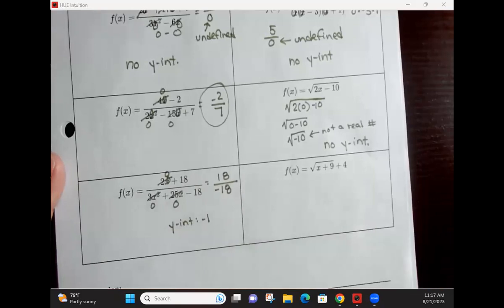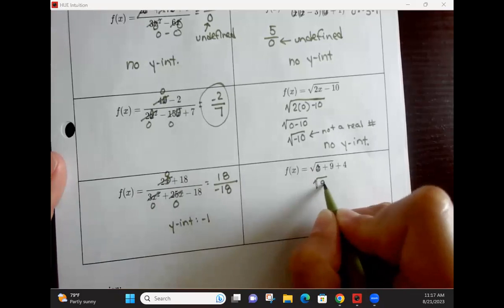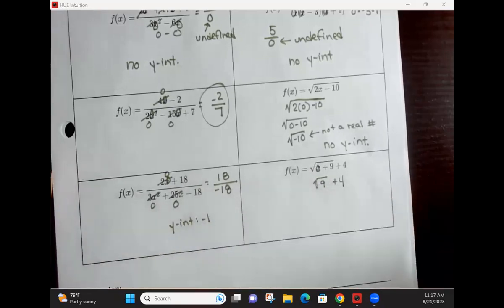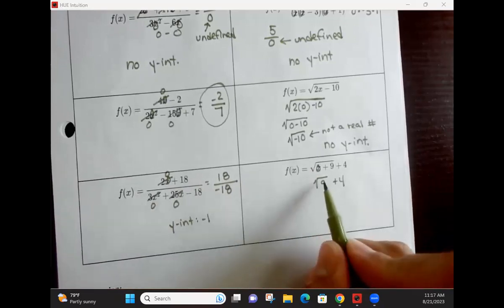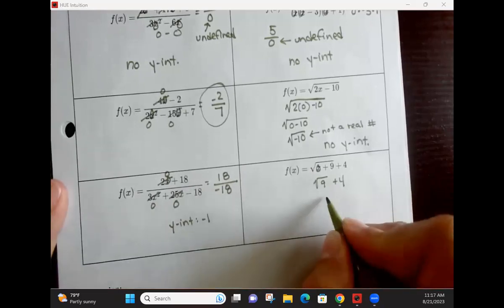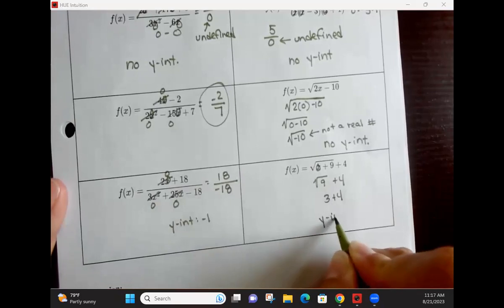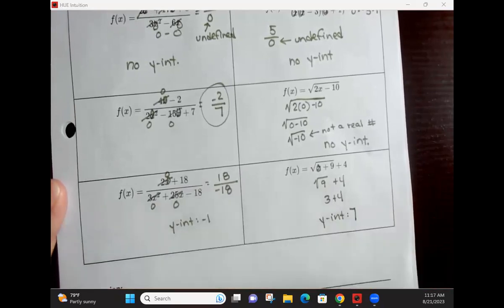And then for our last function, if I plug in 0, we have the square root of 9 plus 4. Do we know the square root of 9? Square root of 9 is 3. Yep. Even if this wasn't a nice value, as long as it's not negative, that's okay. This one does happen to come out to a nice number, and we get our y-intercept to be 7. Very good.